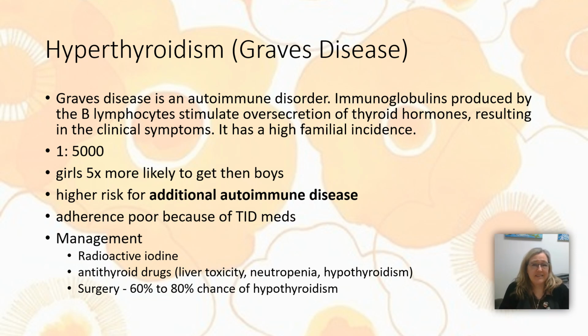And then the definitive treatment really is to surgically remove the thyroid, or the part of the thyroid, and unfortunately 60 to 80% of the time you're going to remove too much, and the child will then be hypothyroid and need to be treated lifelong for hypothyroidism.